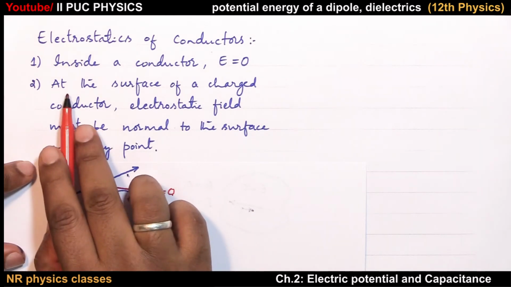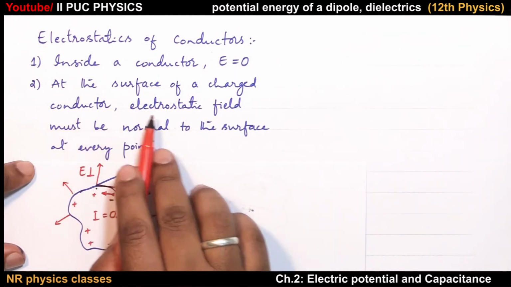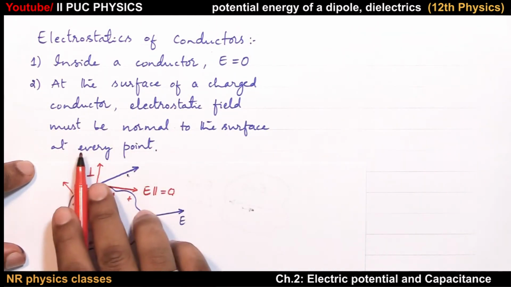That is the second point. At the surface of a charged conductor, electric field must be normal to the surface at every point.